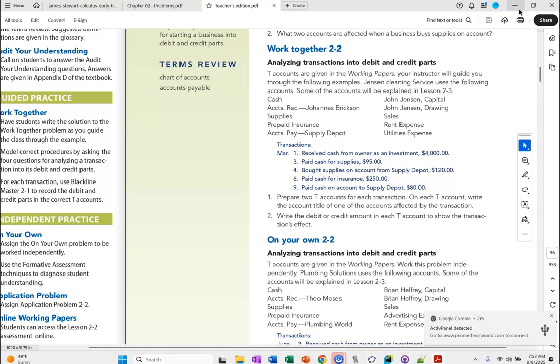Your instructor will guide you through the following examples. Jensen Cleaning Service uses the following accounts. Some of the accounts will be explained in lesson 2-3. First thing I'm going to do is each one of these T accounts gets a label. So cash, accounts receivable. Wait a minute, let's count here. 1 through 10. Okay, that seems good. So label.